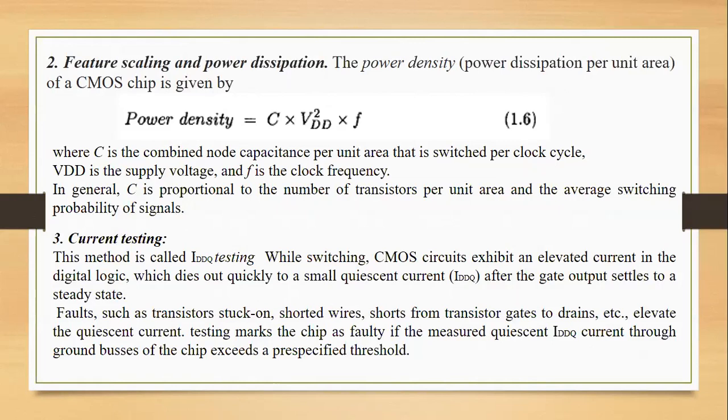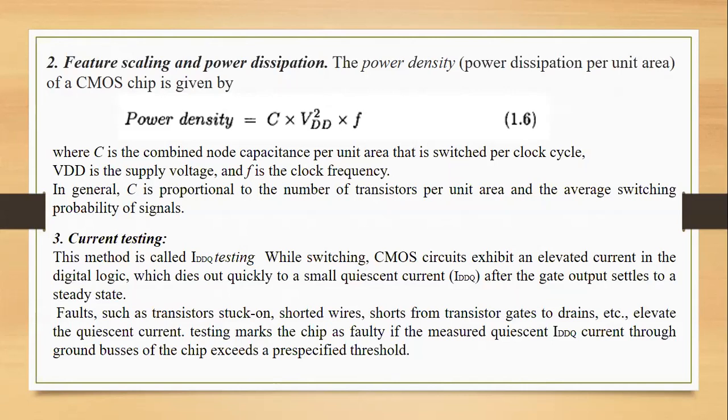C is proportional to the number of transistors per unit area and the average of the switching probabilities of the signal. So with respect to the number of transistors per unit area, we define it as proportional to the number of switching probabilities in the signal.